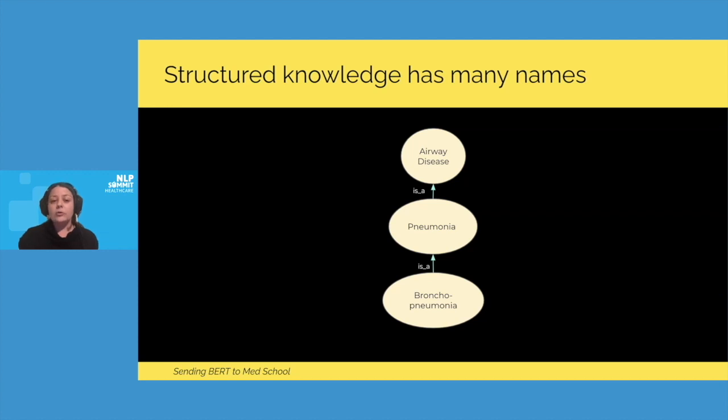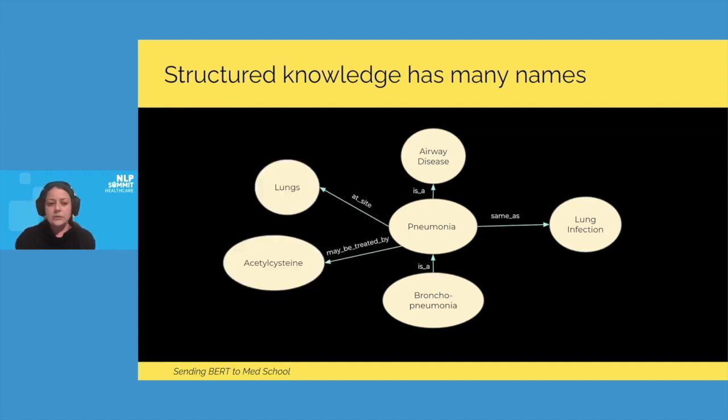One very common relation is the is-a relation, indicating a parent-child relationship. Bronchopneumonia is a type of pneumonia. Pneumonia is a type of airway disease. You would always have this in your medical ontology, and you would almost always have also the same-as relation, the synonyms, other ways to say the same word. And then in different ontologies, you see different types of other kinds of relations. For example, at site, pneumonia appears in the lungs, or may be treated by. Pneumonia may be treated by acetylcysteine, and so on.